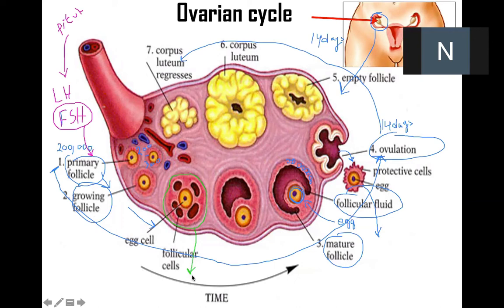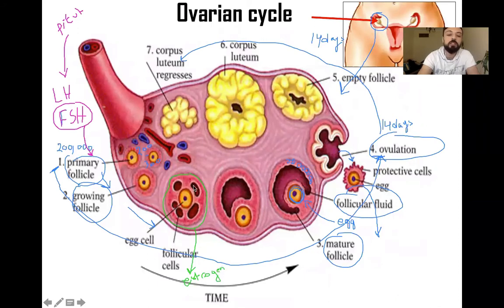What hormone is released by the follicle? LH is produced by the pituitary, excellent. Not the progesterone. Estrogen. So the hormone that's released by the follicle is the estrogen.